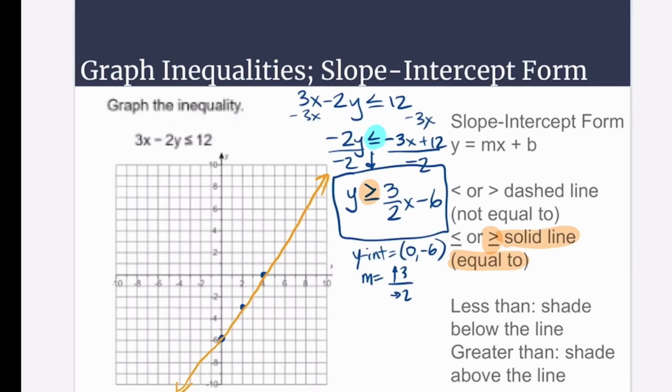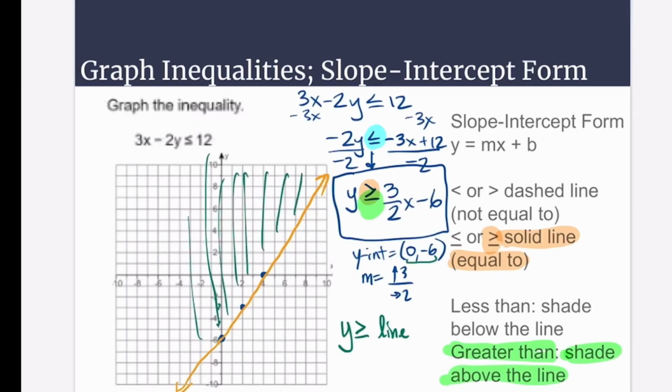So the next part is the shading. Again, this inequality here is greater than. So just like the last one, we're going to shade above this line. We're going to shade where the y values are greater than or equal to where that line is. So when x is 0, y is negative 6, and we want numbers that are larger. So we're going to be going up in this direction. If it's less than, we would go down. And that would be our graph.